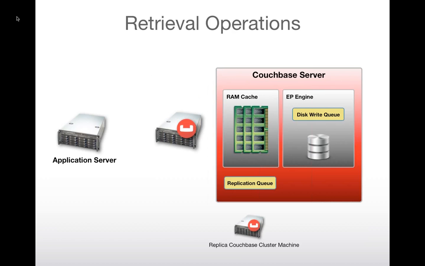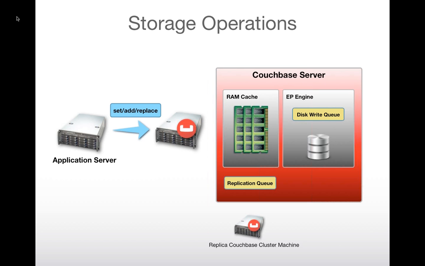So in the case of how this works, this is the architecture for Couchbase. You see you have two different parts here. You have the eventual persistence engine, and you have the RAM cache. When you do a get operation, it's coming directly from the RAM cache. When you do a storage operation, which is a set, add, or replace, it's going to RAM cache first, and then it's added to disk write queue and replication queue. It's persisted to disk and also pushed out to another Couchbase node for replica.